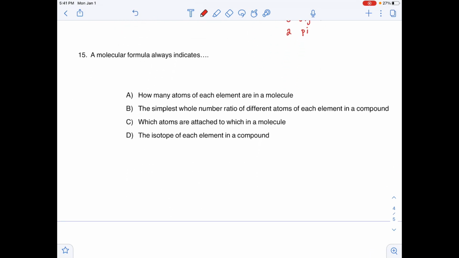For 15, it says a molecular formula always indicates A, how many atoms of each element are in a molecule, B, the simplest whole number ratio of different atoms of each element in a compound, C, which atoms are attached to which in a molecule, or D, the isotope of each element in a compound? Well, the only option that is correct would be A, how many atoms of each element are in a molecule.